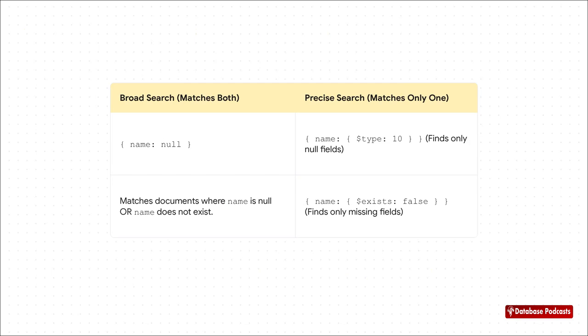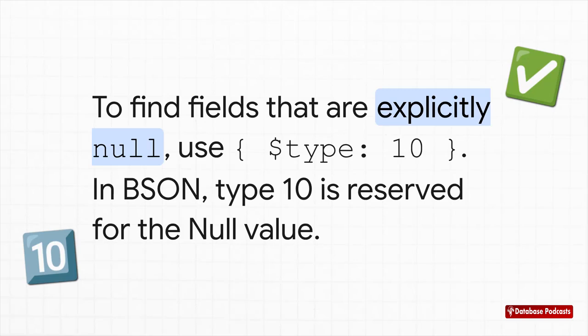Okay, check this out. On the left, you see our broad catch-all name equals null query. But on the right, we've got two powerhouse operators. The $type operator lets us find fields that actually exist and are specifically the null type. And then the $exists operator lets us find documents where the field is completely gone. So, to find fields that are present but explicitly set to null, we check their BSON type. BSON is the binary format MongoDB uses under the hood, and type number 10 is reserved specifically for the null value. Using this is hyper-specific. It guarantees you're only finding fields that were intentionally set to null.